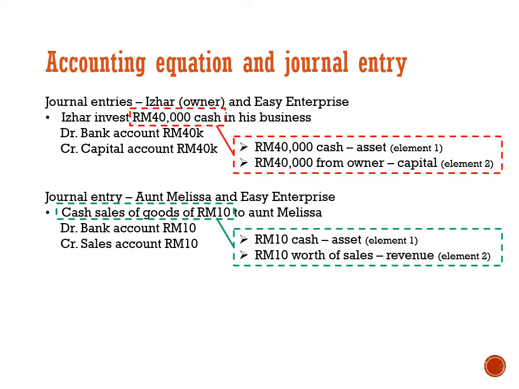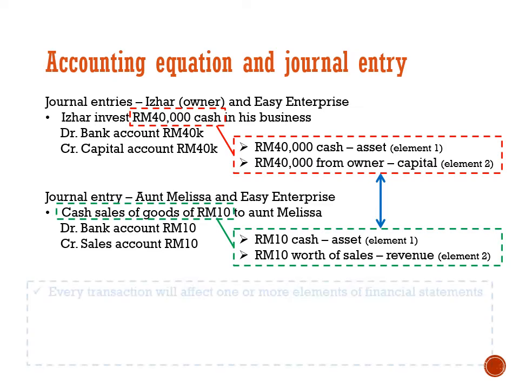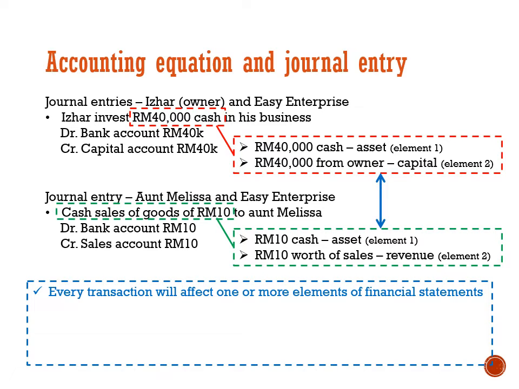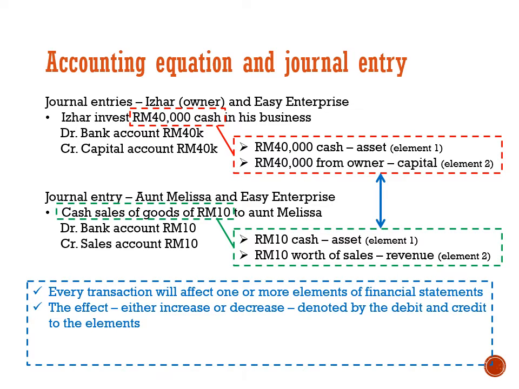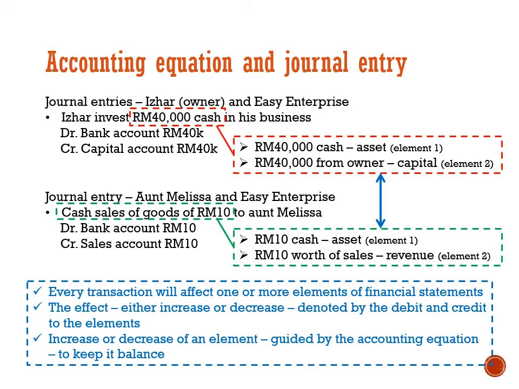In the second transaction, the 10 ringgit cash received from Aunt Melissa is an asset, that is element number 1, and the sale of goods worth 10 ringgit is a revenue to the business, that is element number 2. So from these examples, you can see that each transaction will affect one or more elements of financial statements. The effects will either increase or decrease those elements, represented by debit and credit to the elements. And the increase or decrease of the elements will be guided by the accounting equation, meaning whatever the changes may be, we must ensure that the accounting equation remains balanced.